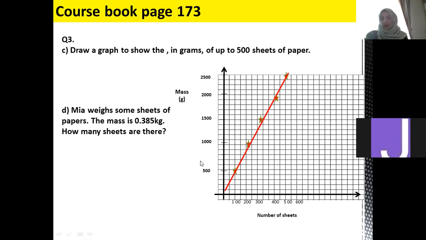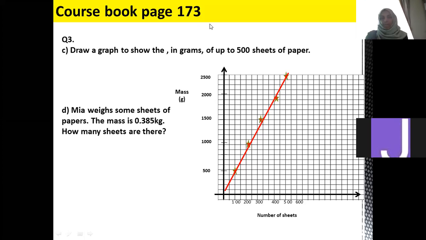Who wants to help with the last one? Mia weighs some sheets of paper. The mass is 0.385 kilograms. Okay, who will help me? How can we find the number of sheets? We have the total weight and we need to find the number of sheets.